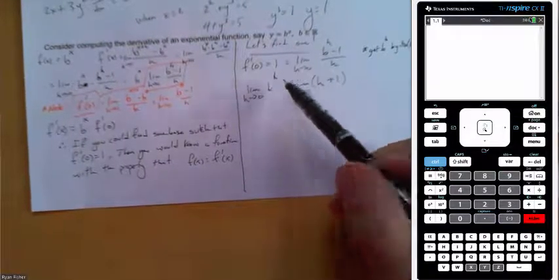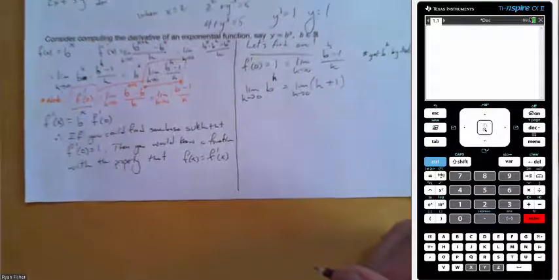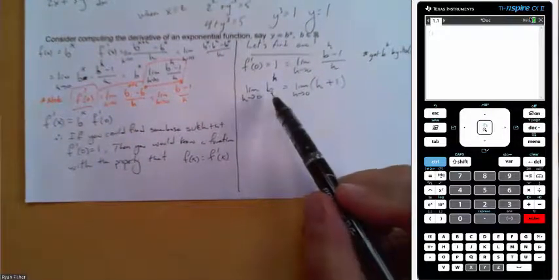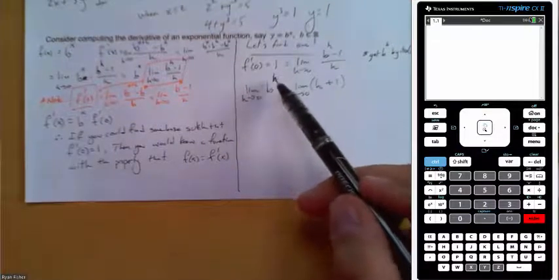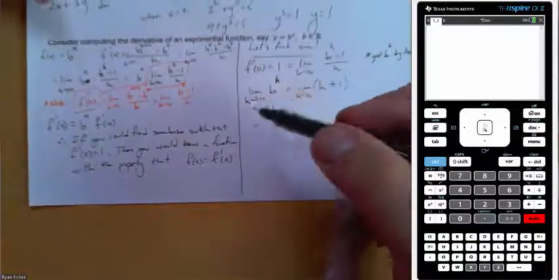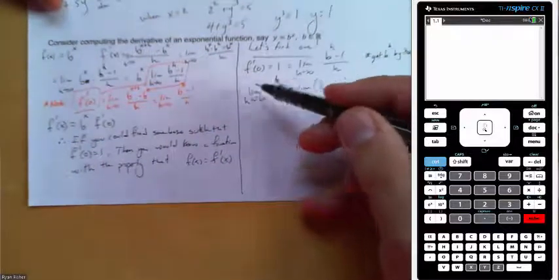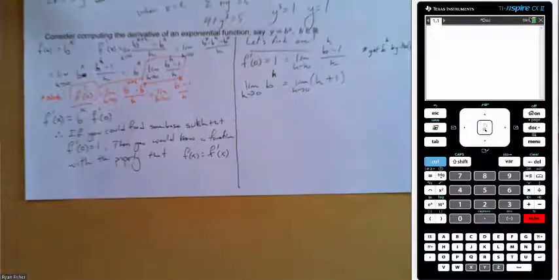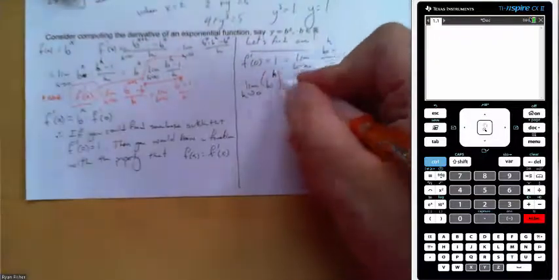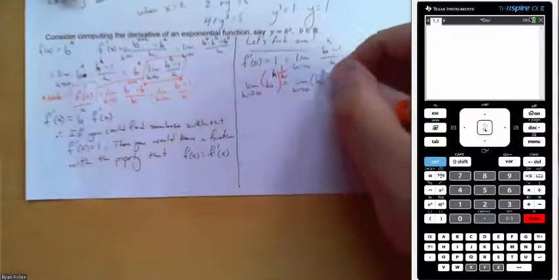How can I manipulate this a little bit? I'd like to get b by itself. So if you remember from pre-calc and algebra 2, how do I do that? I think I'd like to undo this exponent by using a rational exponent. So maybe I'm going to raise both sides of this equation to the 1 over h power.